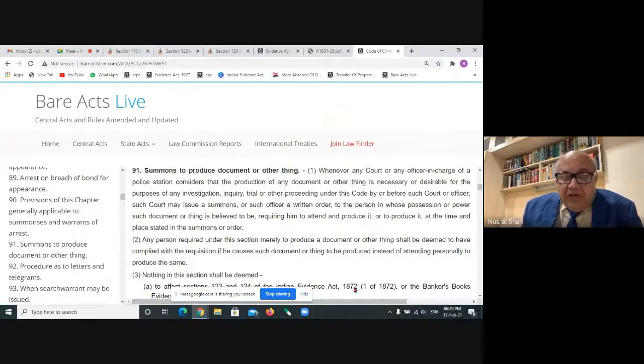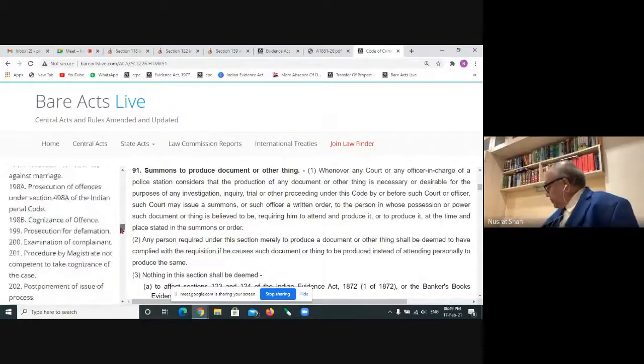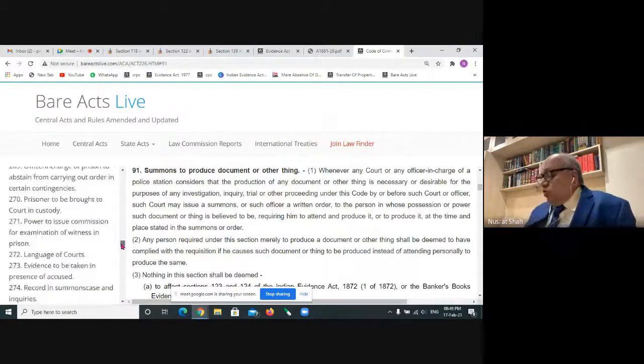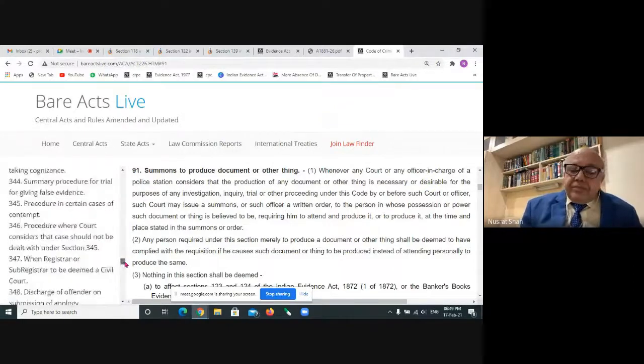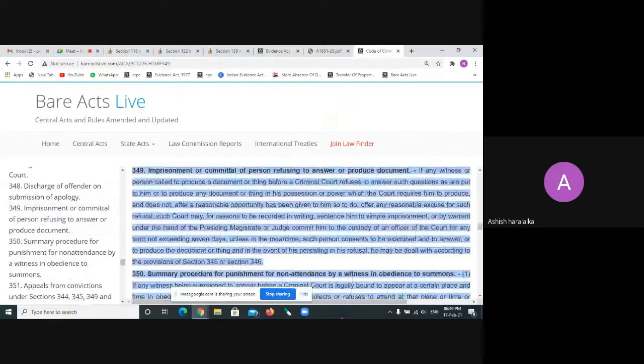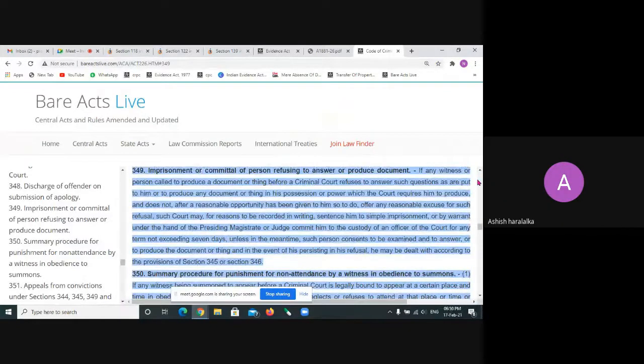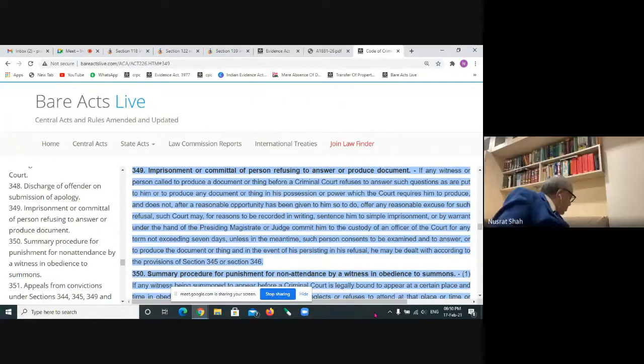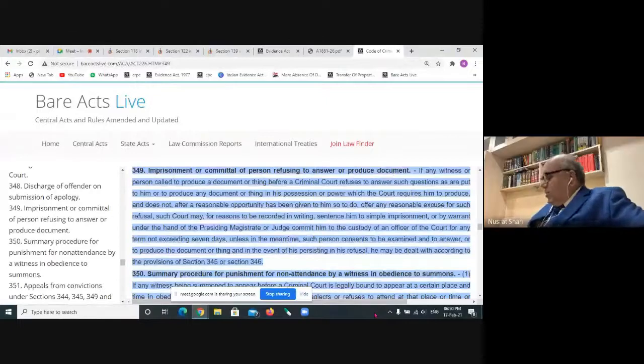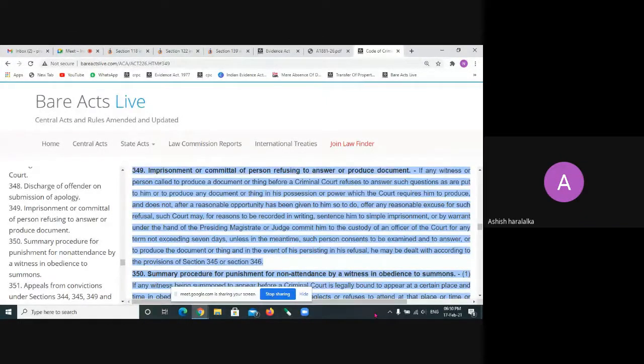Open 349 of the CrPC. If any witness or person called to produce a document or thing before a criminal court refuses to answer such questions as are put to him, or to produce any document or thing in his possession or power which the court requires him to produce, and does not offer any reasonable excuse for such refusal, such court may, for reasons to be recorded in writing, sentence him to simple imprisonment, or by warrant under the hand of the presiding magistrate or judge, commit him to the custody of an officer of the court for any term not exceeding 7 days.